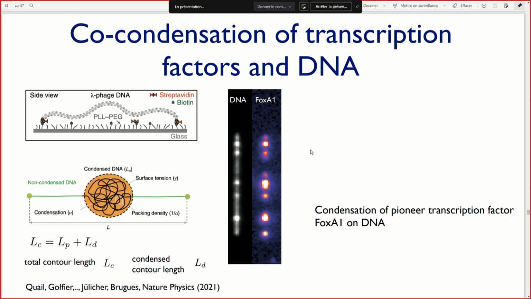An example is this molecule FOXA1. So these pioneer transcription factors are not specific to a particular gene expression. They somehow prepare the ground on the DNA.